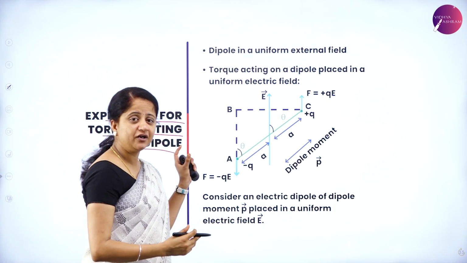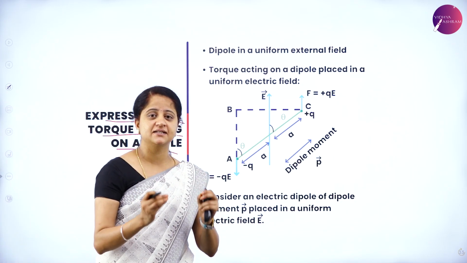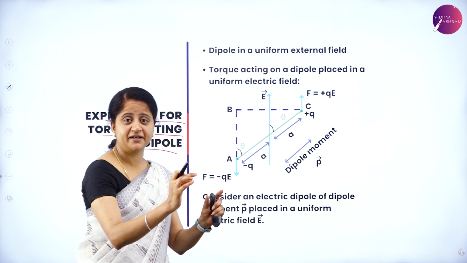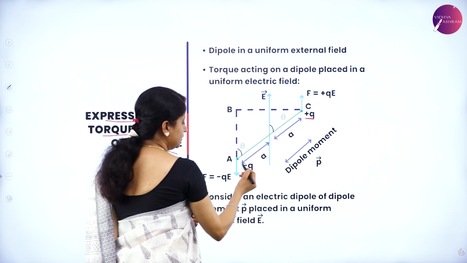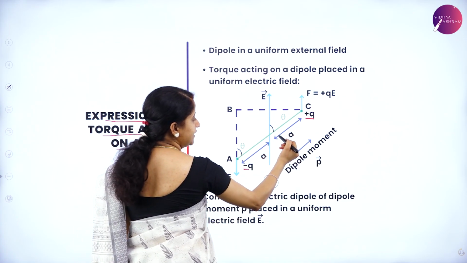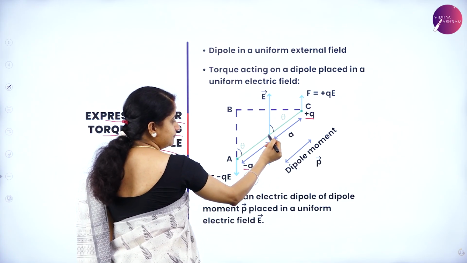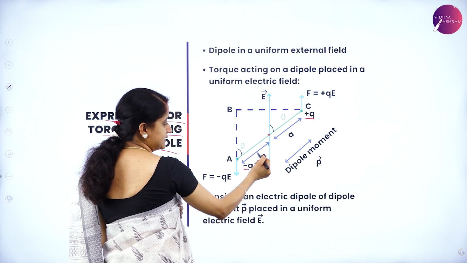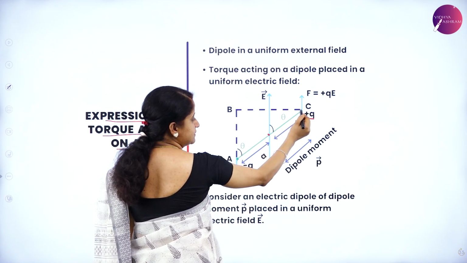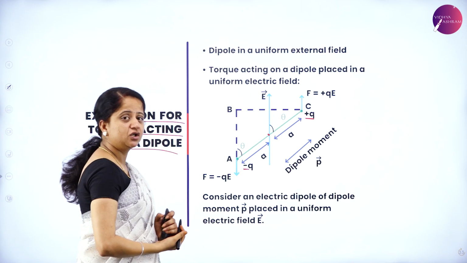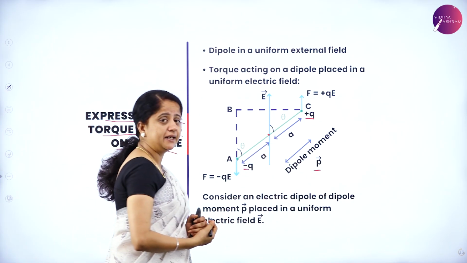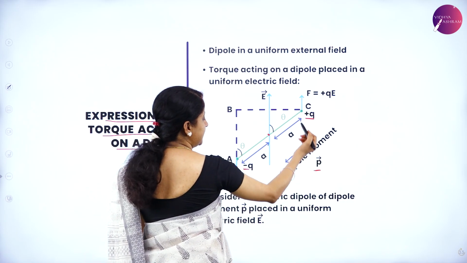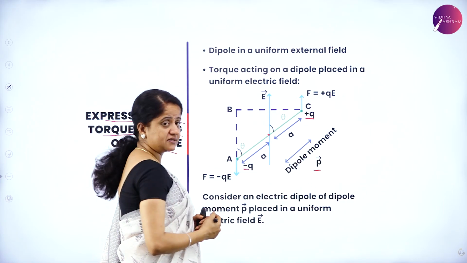So, when I say torque acting on a dipole, we must consider two charges which are separated by a distance of 2a. So, this is my dipole. I have plus q and minus q. They are separated by a distance here. From center of the dipole to this point it is a, from the center of dipole to this point it is a. So, a plus a is 2a. We all know the dipole moment can be represented by P vector and the direction is from negative to positive.